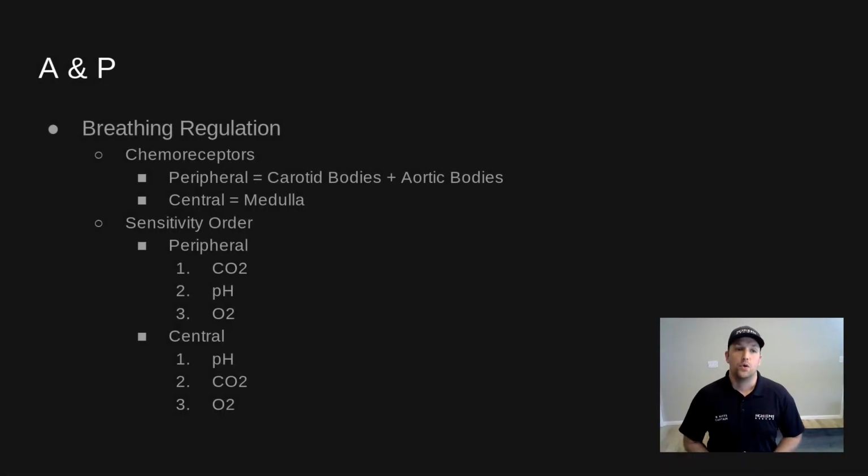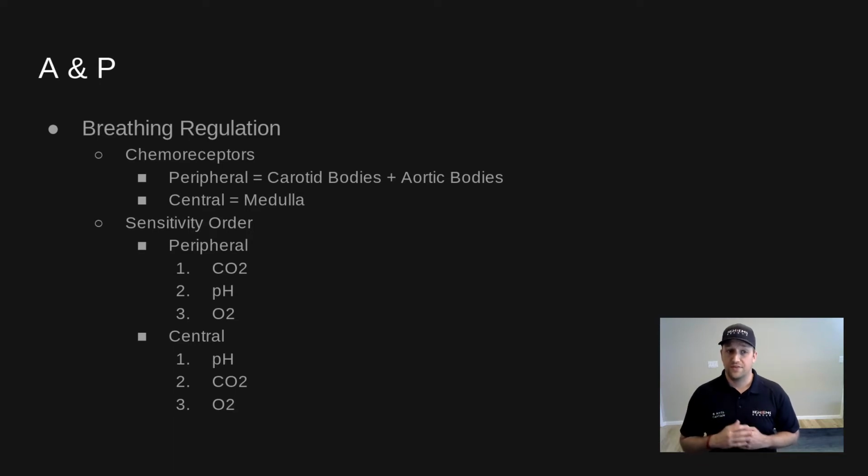For A&P, we're going to focus on breathing regulation. There are two sets of chemoreceptors, peripheral and central. The peripheral chemoreceptors are located in the carotid and aortic bodies, and centrally it's in the medulla. Chemoreceptor, meaning that these receptors are measuring chemicals in the blood for the peripheral and in the CSF for the central.